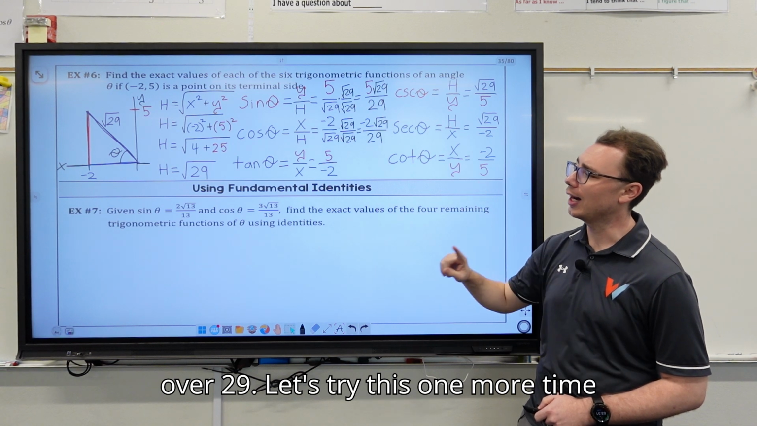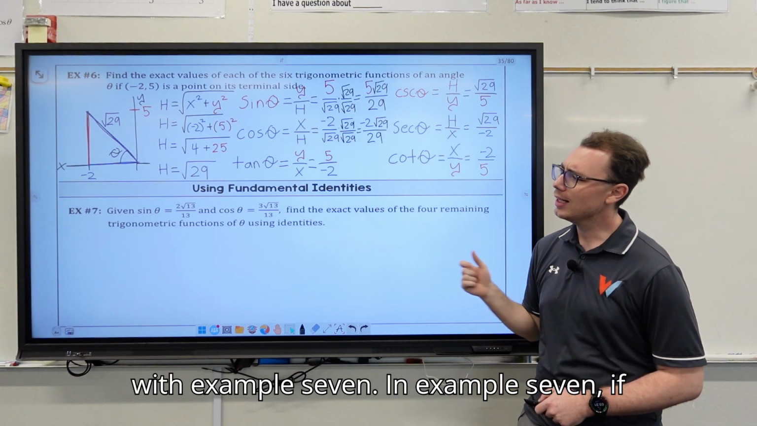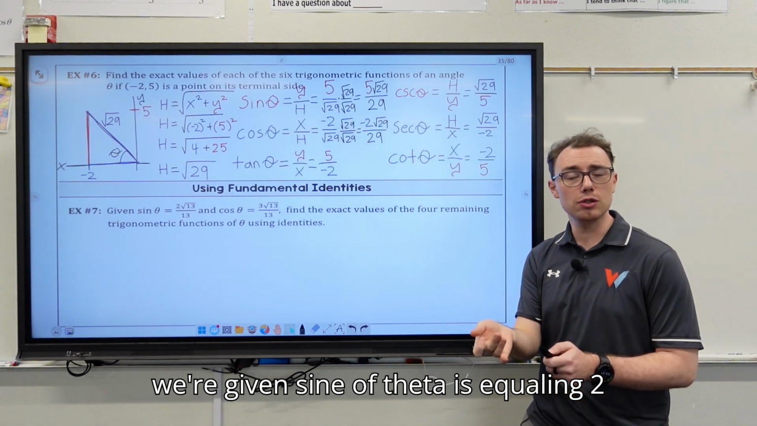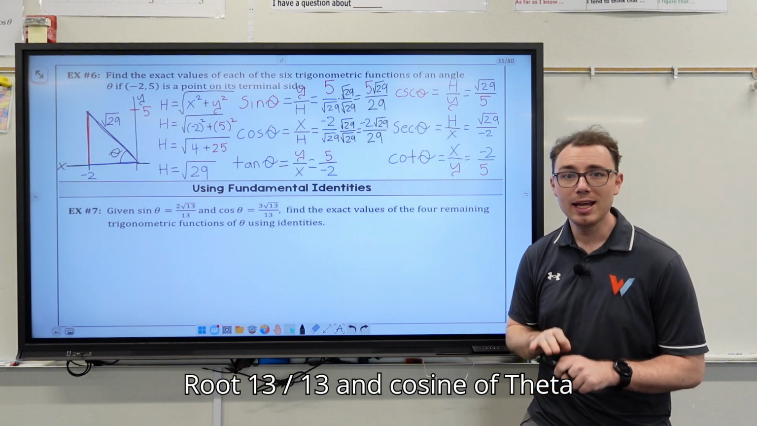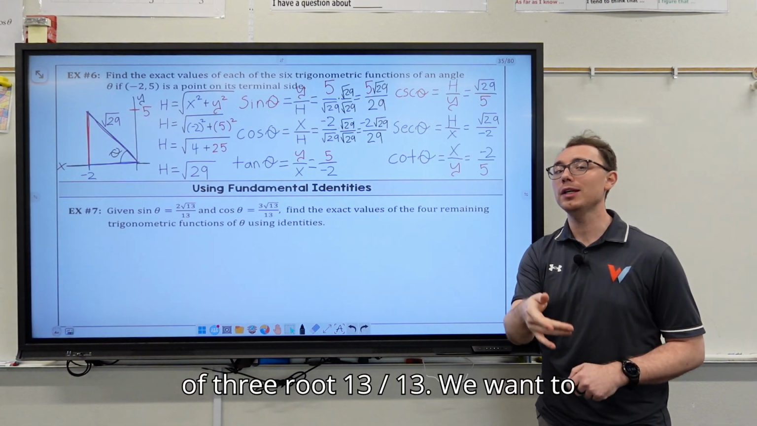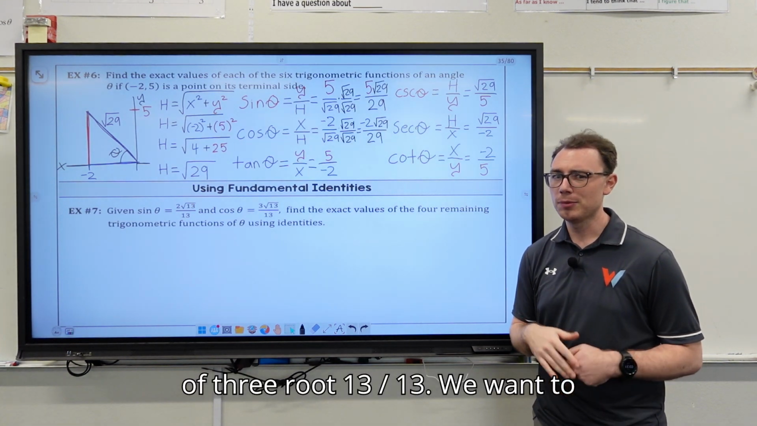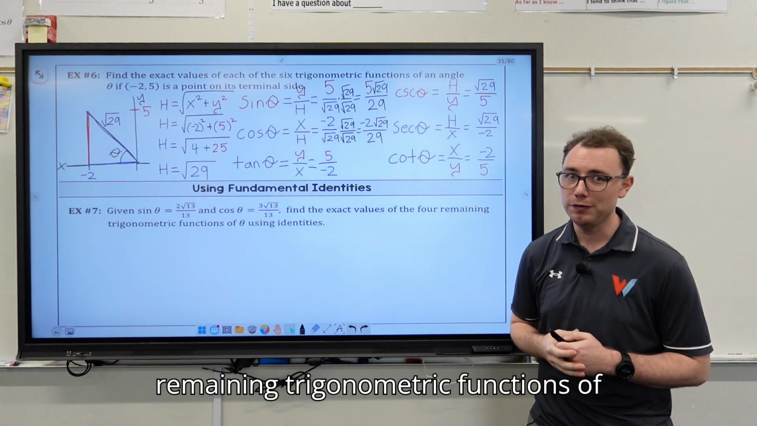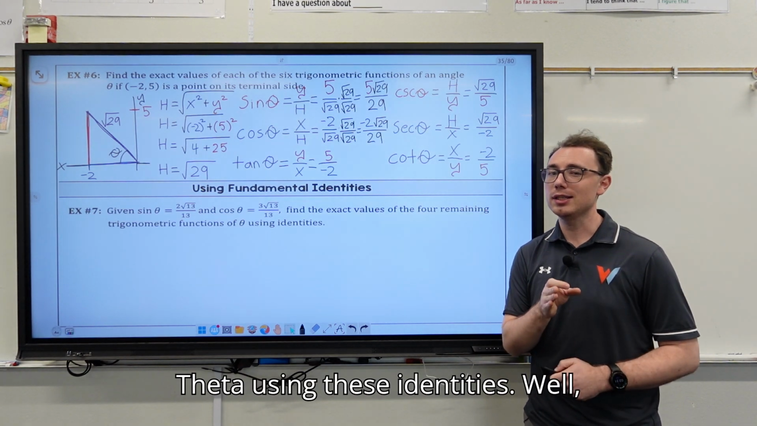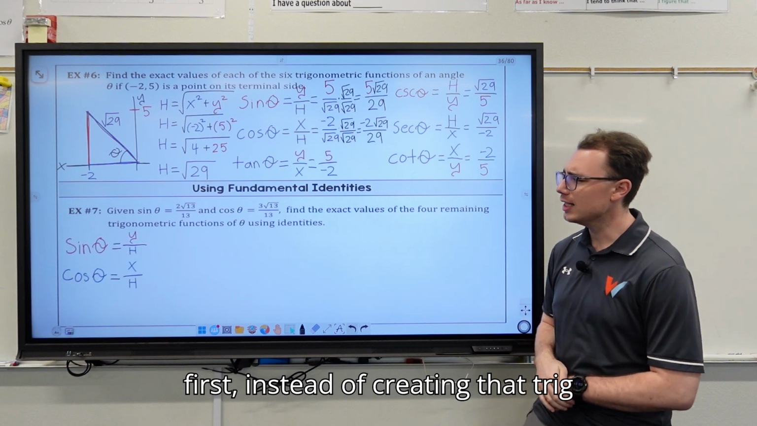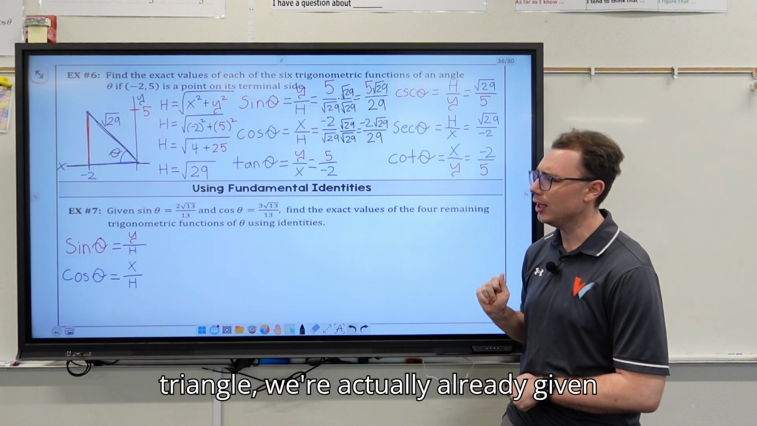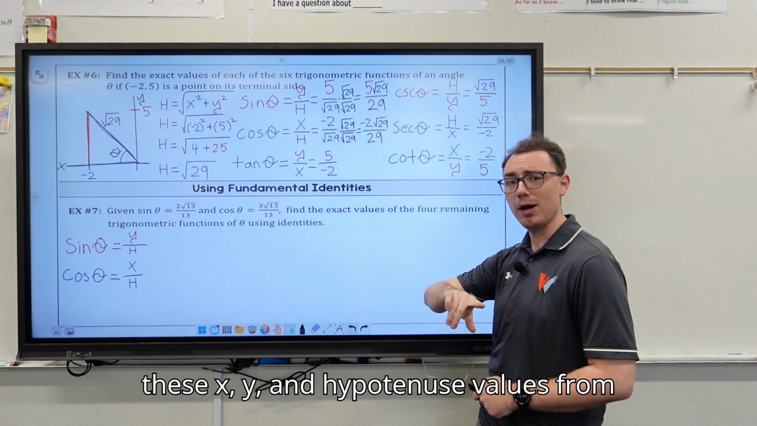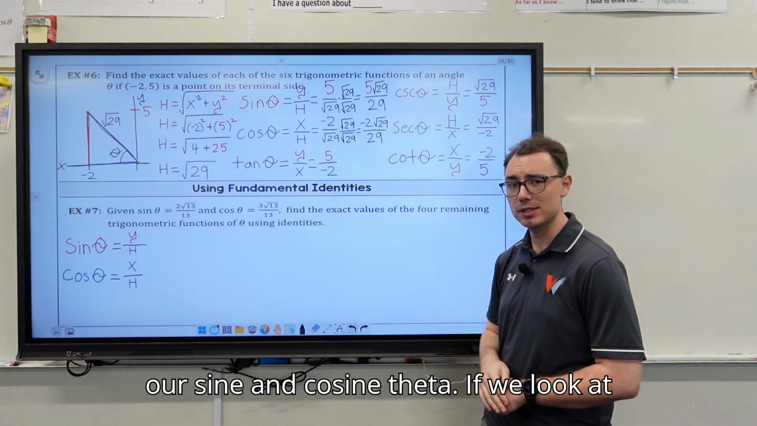Let's try this one more time with example 7. In example 7, we're given that sine of theta equals 2 root 13 over 13 and cosine of theta equals 3 root 13 over 13. We're going to find the exact values of the 4 remaining trigonometric functions of theta using these identities. Well, first, instead of creating that trig triangle, we're actually already given these x, y, and hypotenuse values from our sine and cosine of theta.